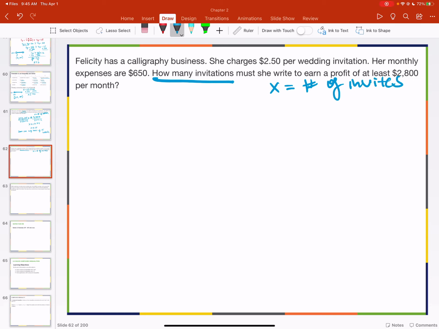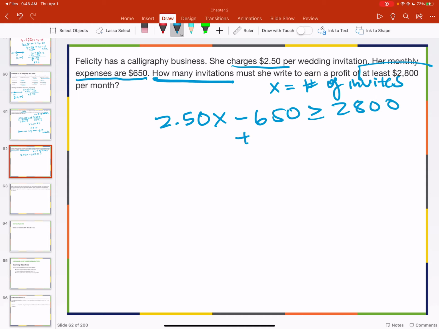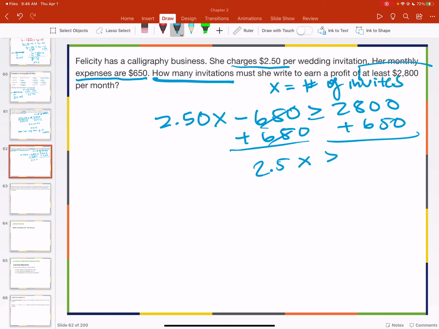Okay, and then we have here she makes $250X, right? That's how much she makes per month. But then she needs to spend $650 flat. And she wants to get at least 2,800. So that has to be greater than or equal to 2,800. Let's solve for X. We add 650 to both sides. Okay, 250X will be greater than or equal to 3,450. Divide by 250.